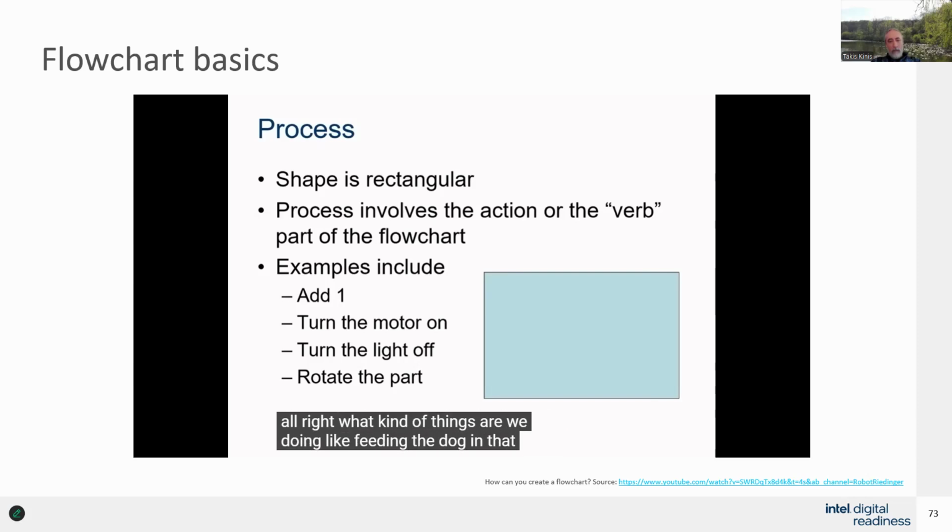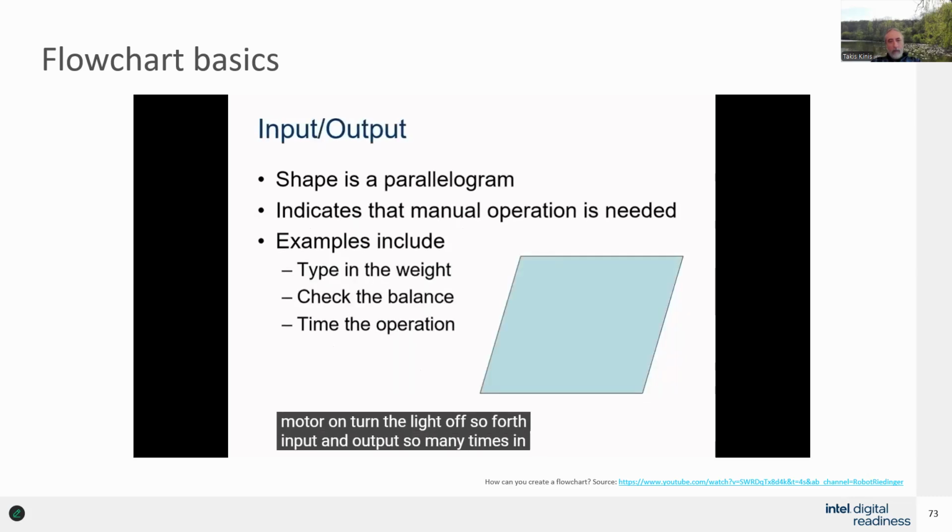Like feeding the dog in that previous example. Adding one, turn the motor on, turn the light off, and so forth. Input and output. So many times in a program, the user needs to input some data or some values, or the program is going to output information to the user or to another computer. So for this, we use a parallelogram. It indicates that a manual operation is needed, and some examples are given there.